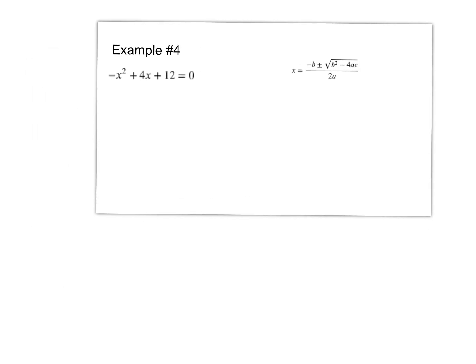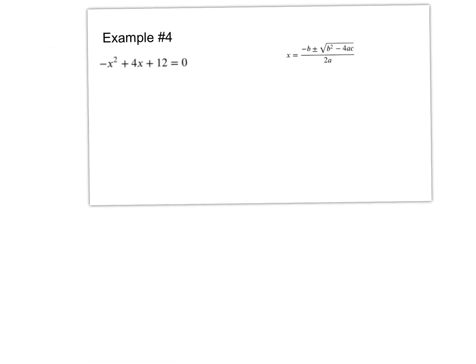Alright, let's take a look at this next one. Okay, so first things first, we need to make sure, does one side of this equation equal 0? The answer is yes. Alright, so now let's go get our ABCs. Now notice there's a negative in front of the x squared. So that means there's a negative 1 here. That is my A. My B value is going to be the positive 4. The C value is going to be positive 12.